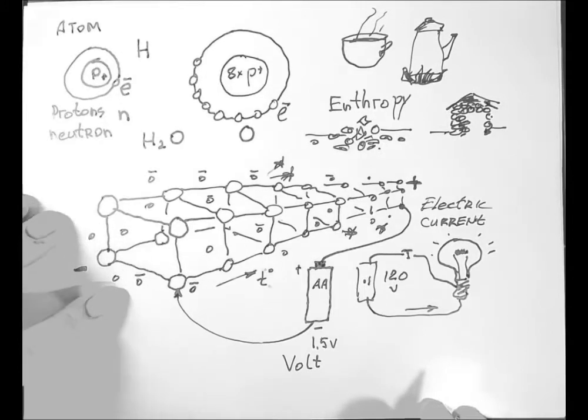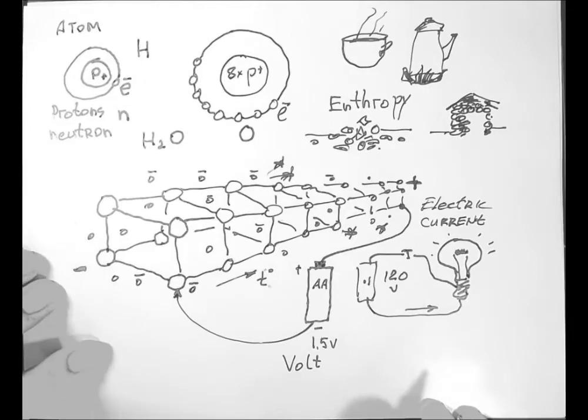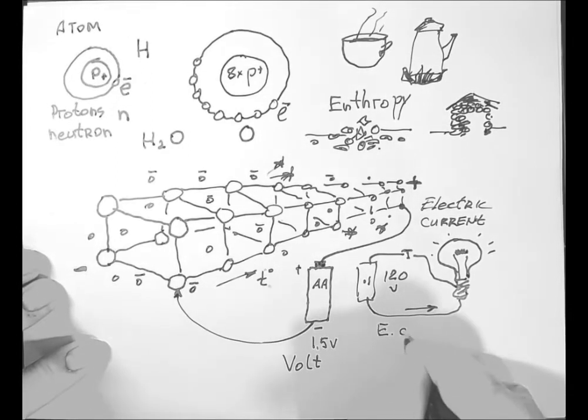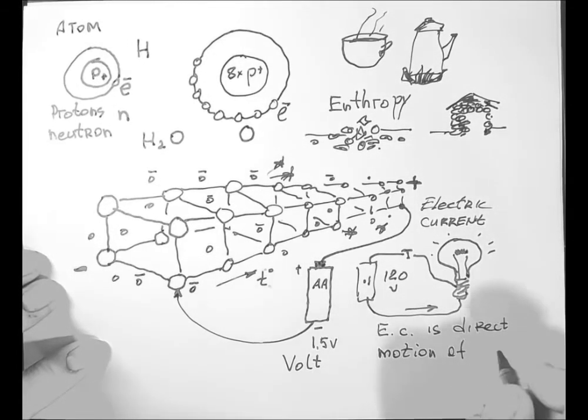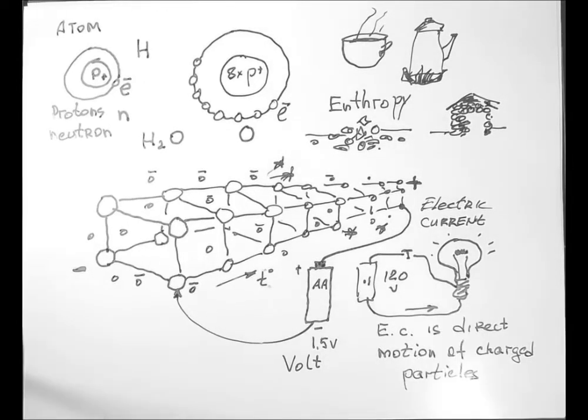So folks, what is the definition of electrical current? Electrical current is the direct motion of charged particles. So definitely the manifestation of electrical current is in use everywhere. We can create motion from electrical current, we can create heat from electrical current, we can create light from electrical current, and even magnetic field and radio wave for communication. So it is extremely important to know what electrical current is.